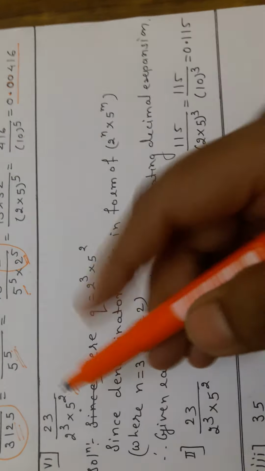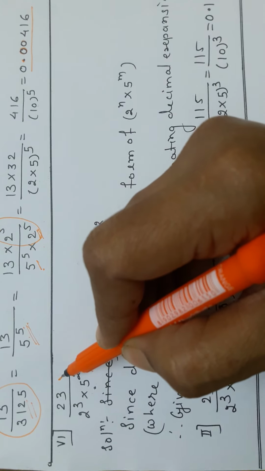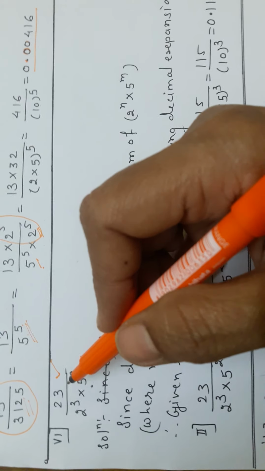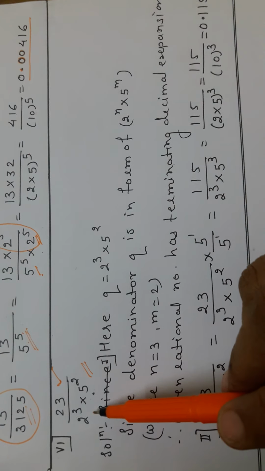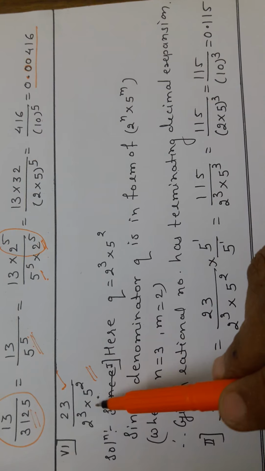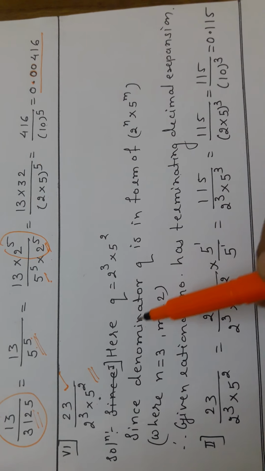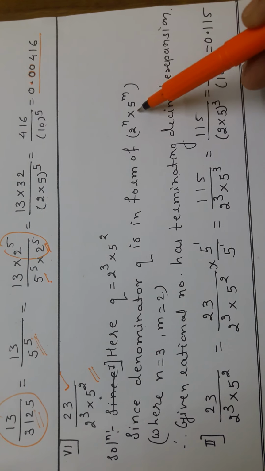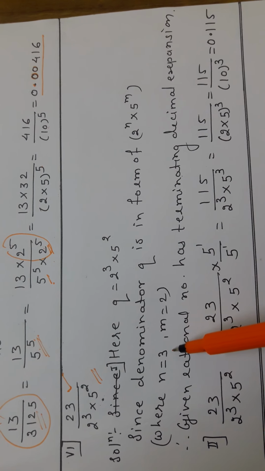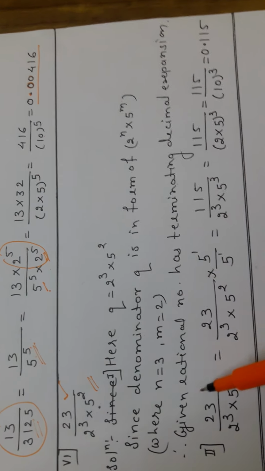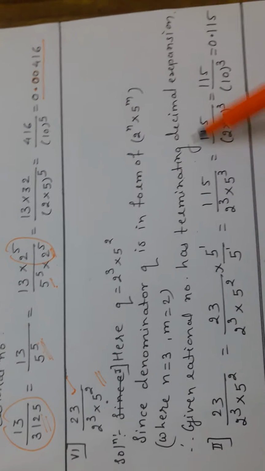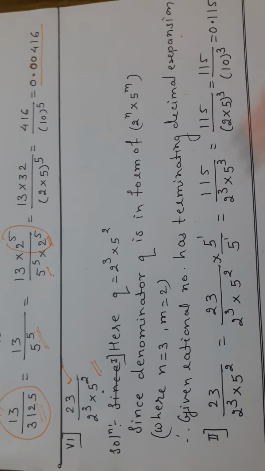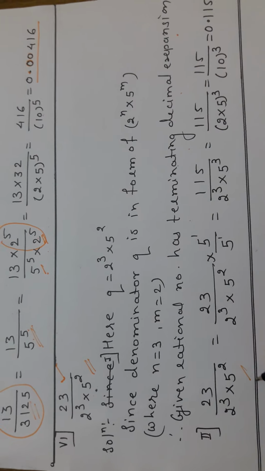In this problem, the numerator is a prime number and the denominator is already given in the form of 2 raised to the power n into 5 raised to the power m. That's why here the denominator is in the form of 2 raised to the power n into 5 raised to the power m, where n is equal to 3 and m is equal to 2. Therefore, the given rational number has a terminating decimal expansion. Now we have to find its decimal expansion.